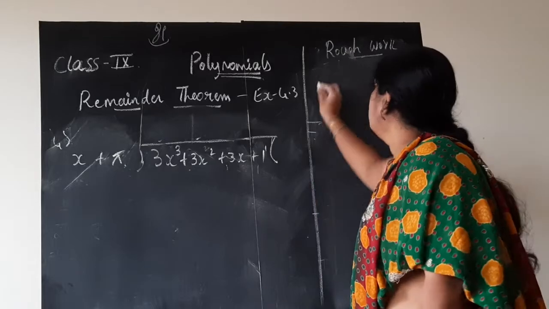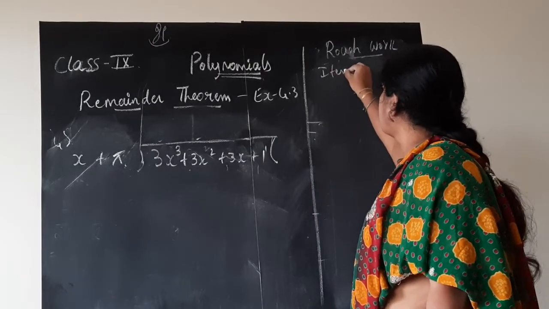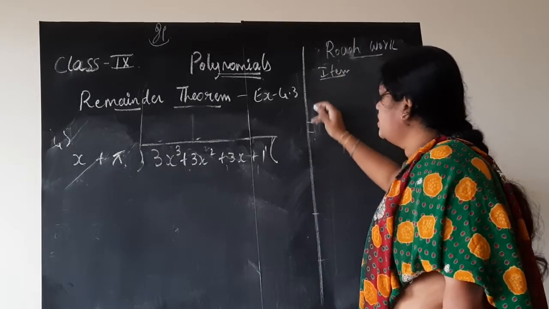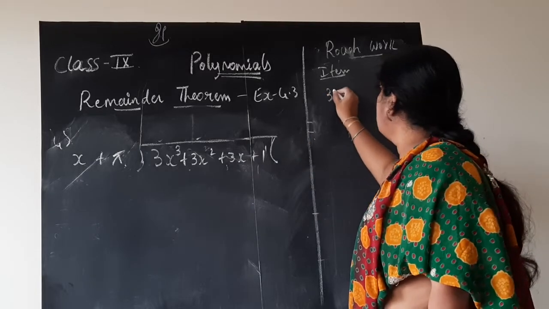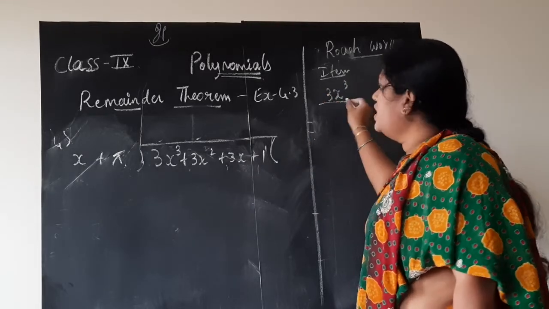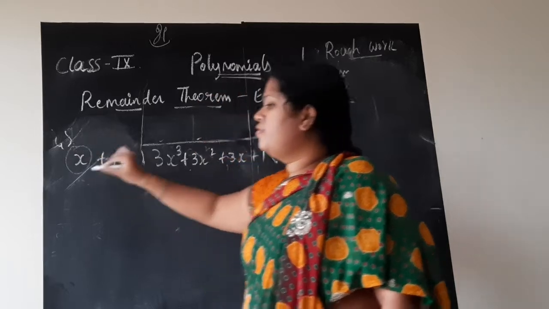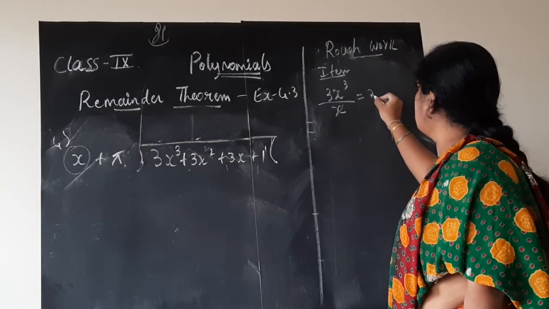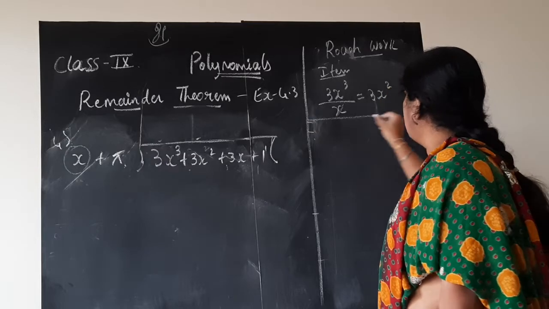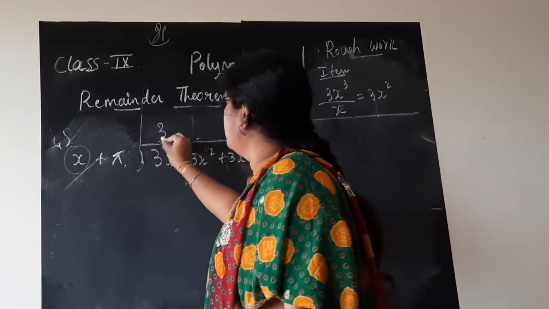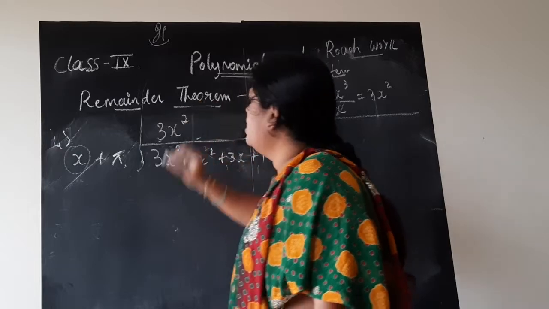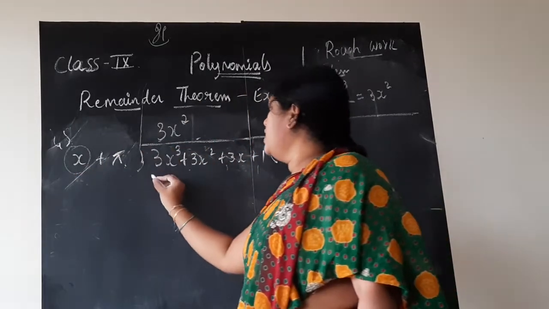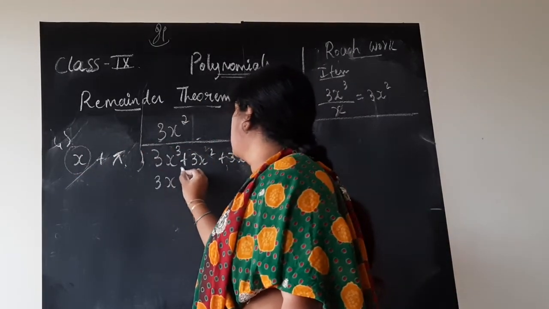So as usual, what is the first term? 3x cubed. So 3x cubed divided by the first term of the binomial, x. x cube divided by x, I am left with 3x square. So the first term of my quotient is plus 3x square. Now multiply. x into 3x square is 3x cube.